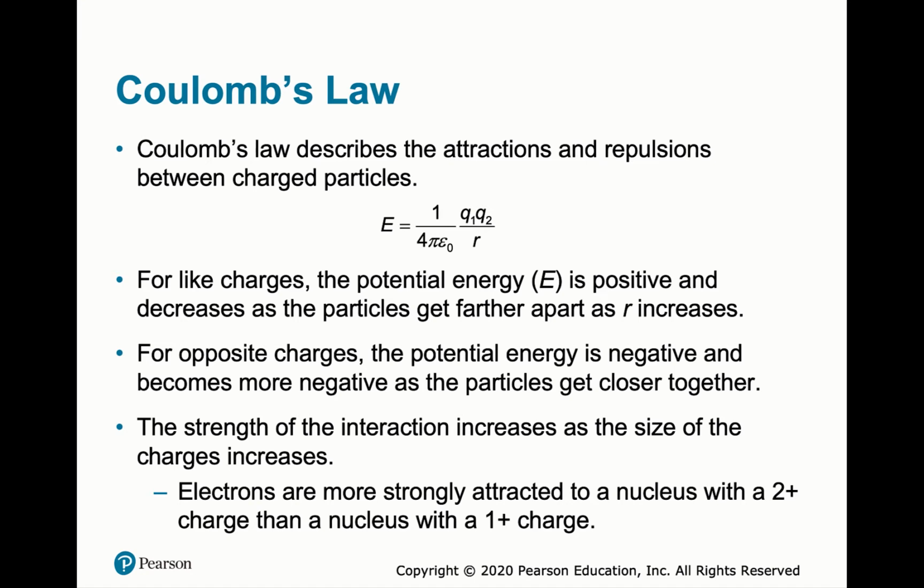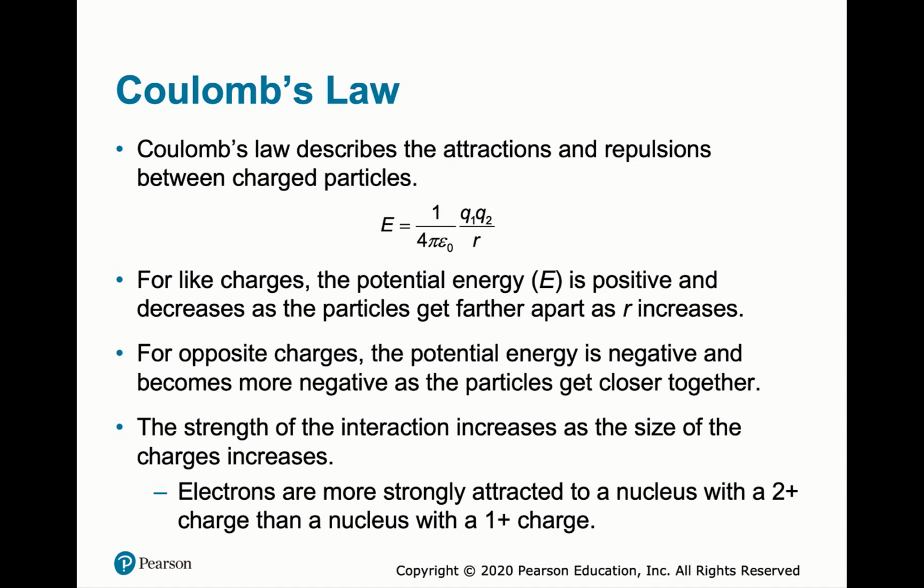The electric field is a constant, 1 over 4 pi epsilon naught, pi being the famous irrational number 3.1415926, and so on. Epsilon naught is the permittivity of free space. And Q1, Q2 are the charge of 1 times the charge of 2. And then R is the distance between the charges 1 and 2. Coulomb's law is the force, and it's over R squared.